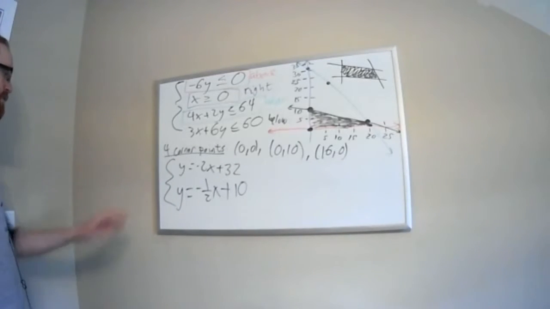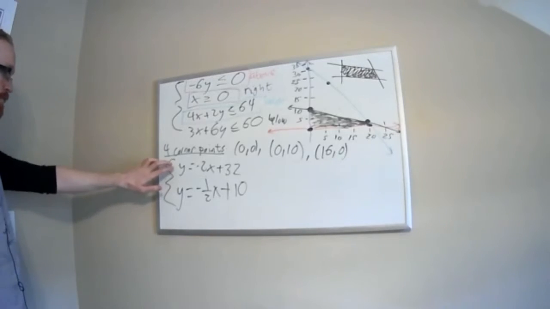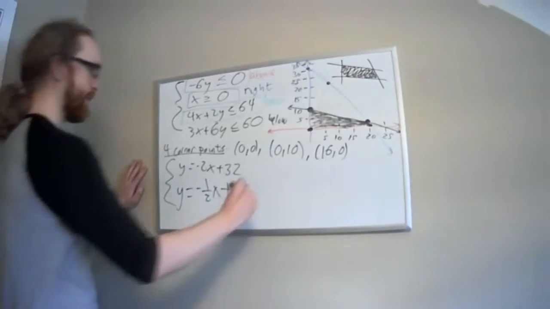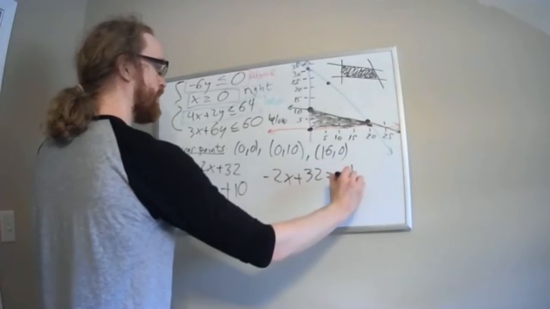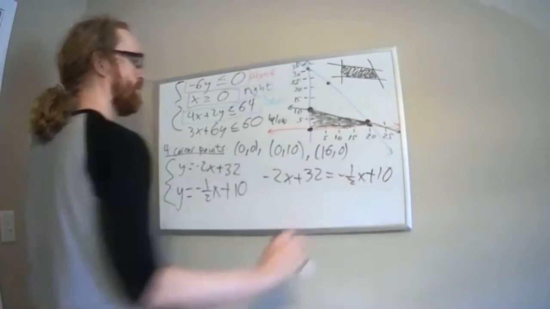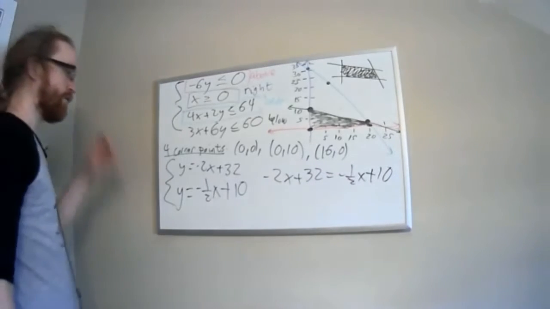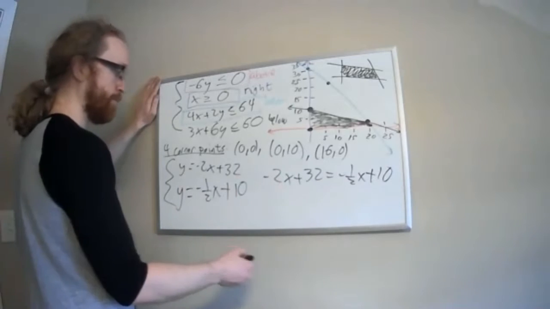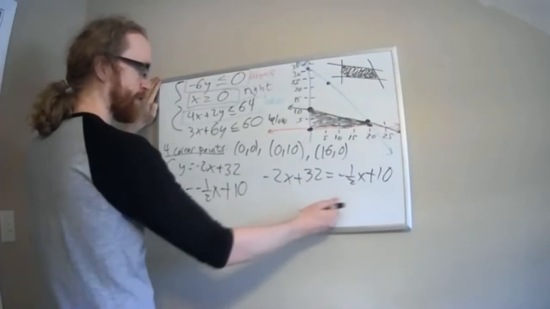And again, since I have them both solved for y, I'm just going to use substitution. I'm going to substitute one into the other, and so I'm going to get this equation: negative 2x plus 32 equals negative 1/2 x plus 10. Now I just need to solve this for x. There's a bunch of ways you could do this. I'll be sort of quick. You could solve this however you want.